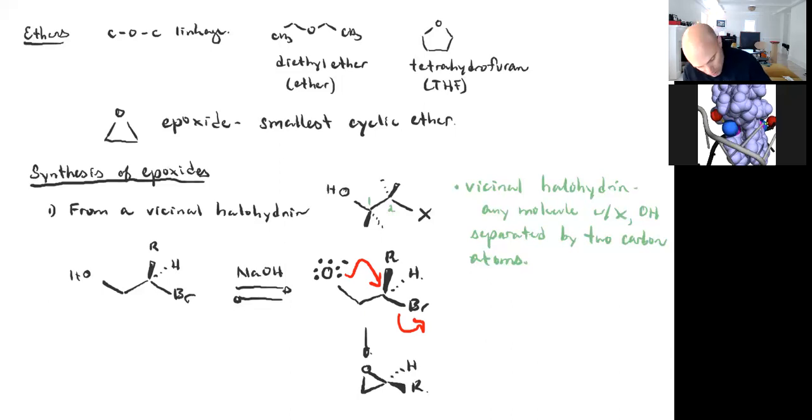Let me just emphasize this. Backside attack is required. It's not an SN2 because it's not bimolecular, but it's a nucleophilic substitution reaction here. And so we have to get the backside attack. What does that mean? That has important implications for stereochemistry, as it did for the SN2 reactions that we saw several weeks ago.